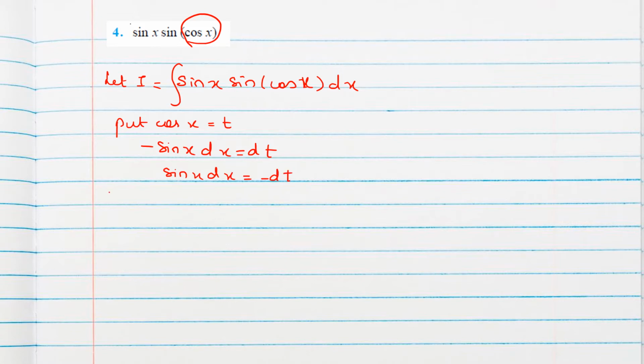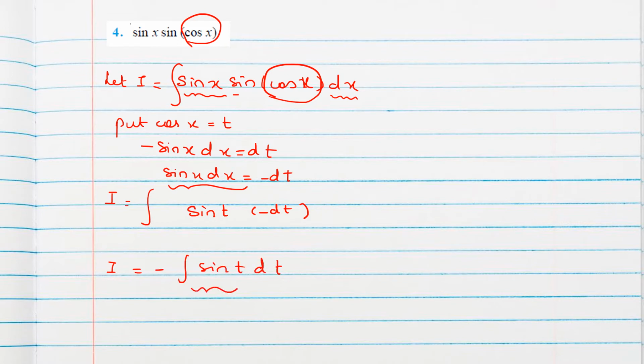Okay, so the integral will become here: sin x dx we got as minus dt. So this sin x and this dx we can write as minus dt. Sine of cos x, so cos x we substituted as t, so sine of t. So minus integral sine t dt. But we know integration of sine t is what? Minus cos t, and minus is already outside, so that will become cos t plus c. Now resubstitute the value, t is cos x.